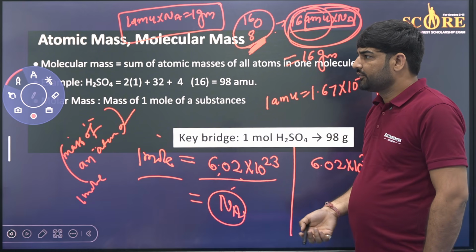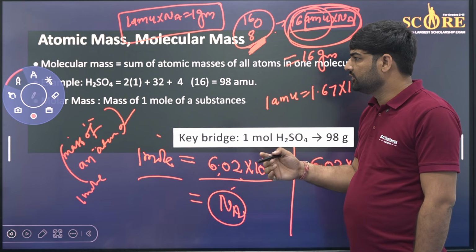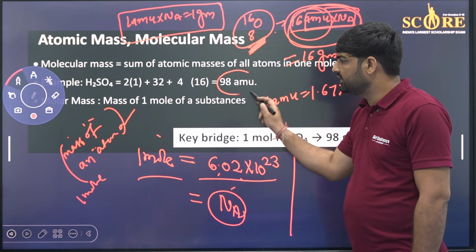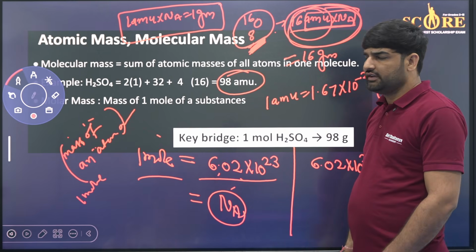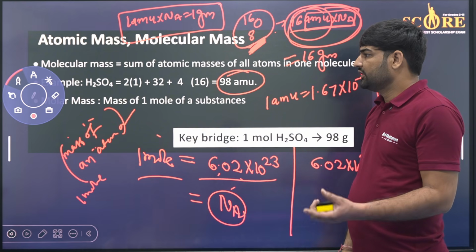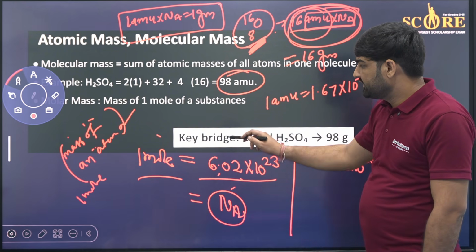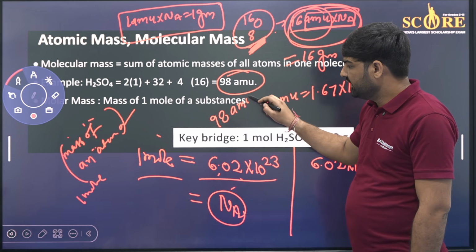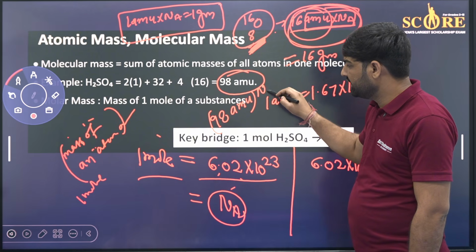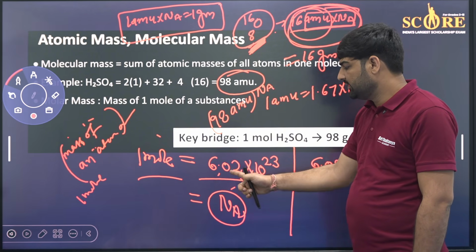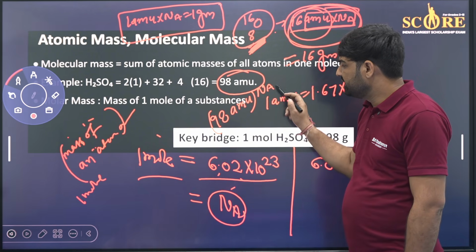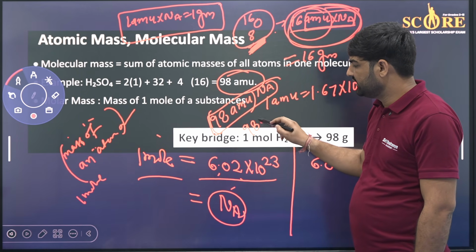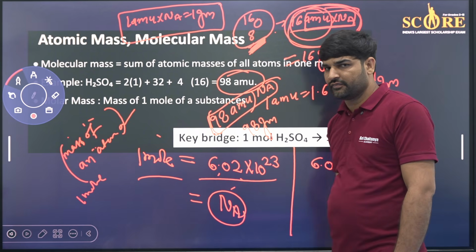For example, if we consider a molecule, then you will see mass of a single H2SO4 is 98 AMU. If we are talking about 1 mole, then mass of 1 molecule is this, and mass of Na molecules means 1 mole. So this is the mass of 1 mole. This mass can be written as 98 gram.